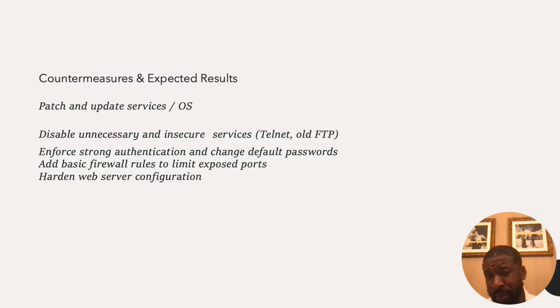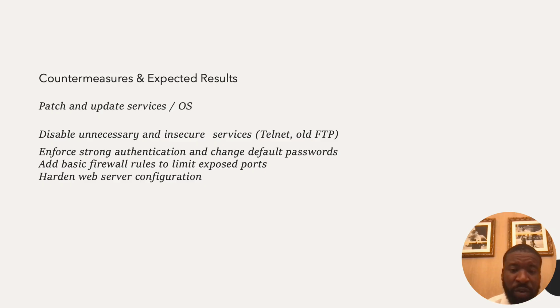Based on the risk and gaps, I propose the following countermeasures. Patch and update: bring the OS and major services up to date so known CVEs are addressed. In a real environment, this would follow a change management process. Disable unnecessary services: turn off things like Telnet and any legacy FTP or demo services that are not required. Reducing the attack surface is one of the fastest ways to reduce risk.